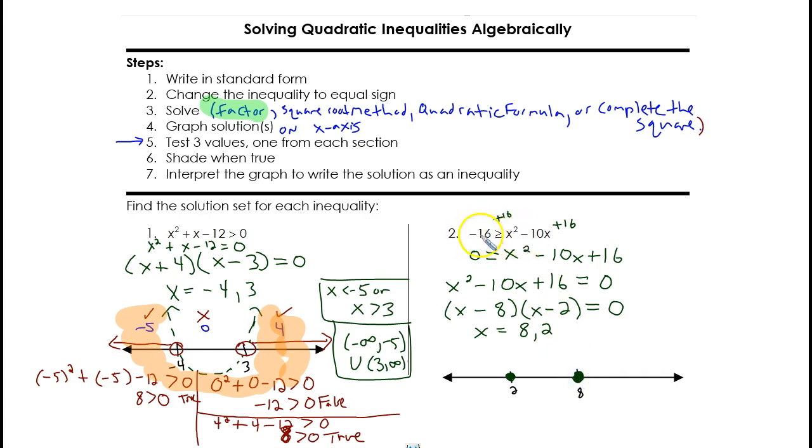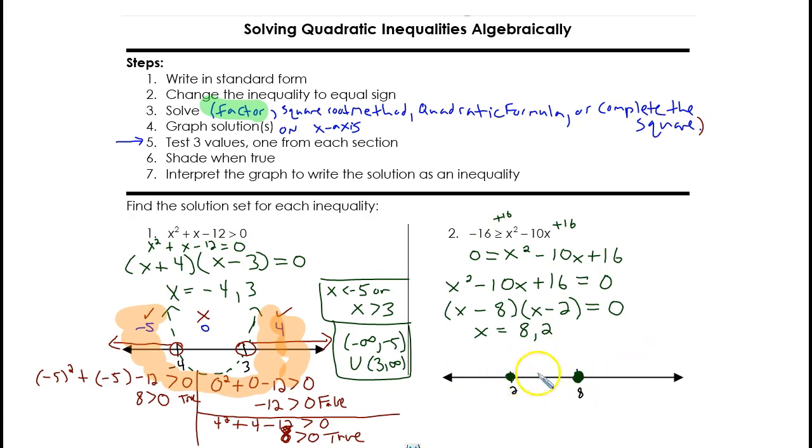If you were to plug them in, they would work, because 2 squared minus 10 times 2 is actually negative 16, and 8 squared minus 10 times 8 is negative 16. They are equal. We know that because we set it equal and we solved it. Our question is: is it the inside that we shade, or the outsides?